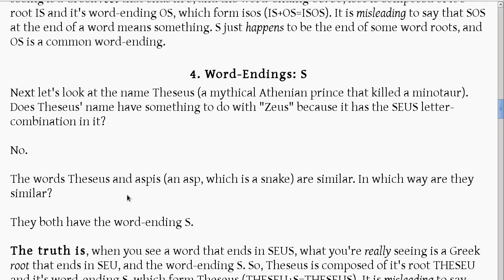In which way are they similar? They both have the word ending S. Now, I want you to notice that I'm using word ending as kind of a technical term, though it's not really the normal word that you would use. I mean something very specific. When I say word ending, I'm contrasting the word ending with the word root. The word root is the word itself. The word ending is the ending that's added on to the root.